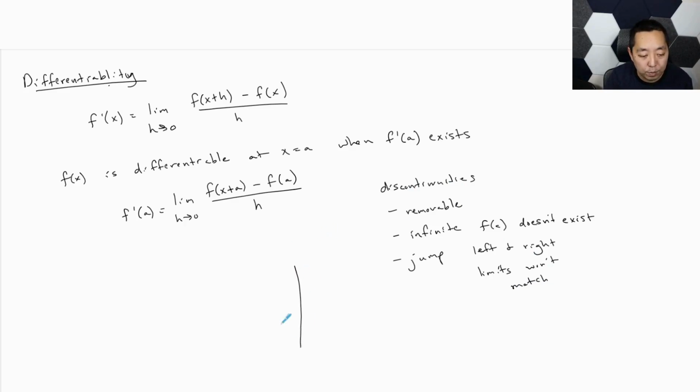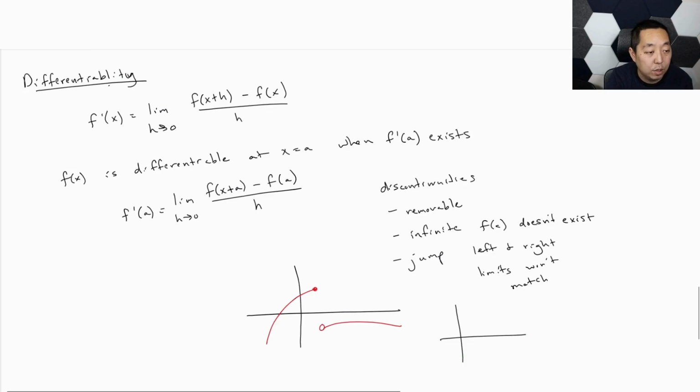The key thing to remember for discontinuities is that this is about the slope of the tangent line. If I have a jump discontinuity, there's no tangent line. I cannot compute a tangent line at this point. The same goes for an infinite discontinuity or even a removable discontinuity. There's no slope of a tangent line, so that limit won't exist. So it's not differentiable if it's not continuous.